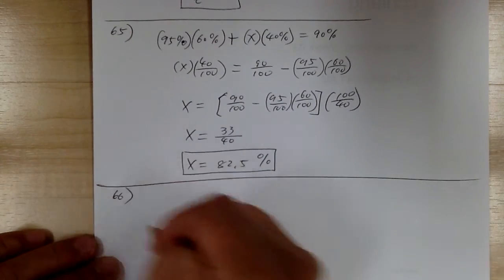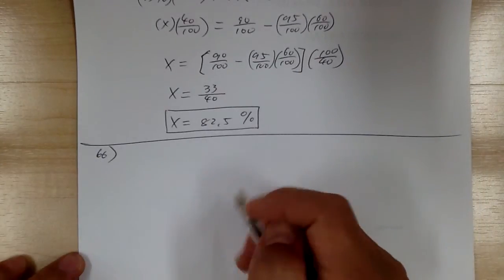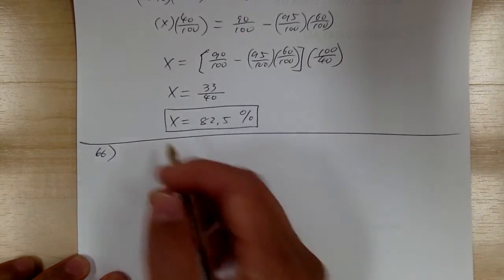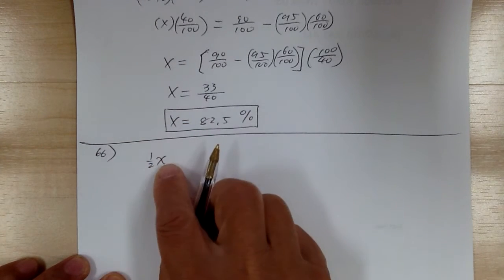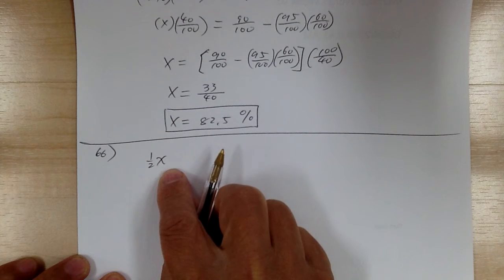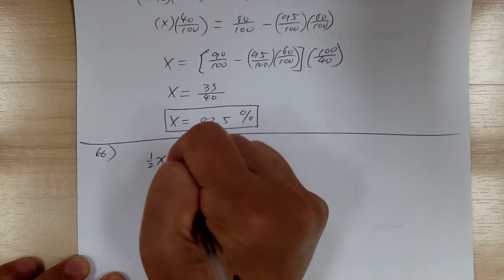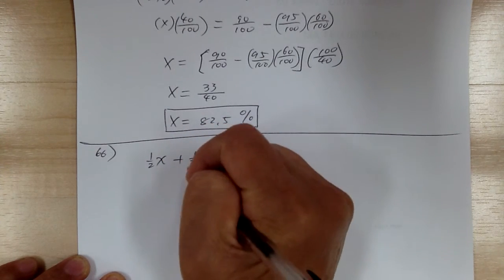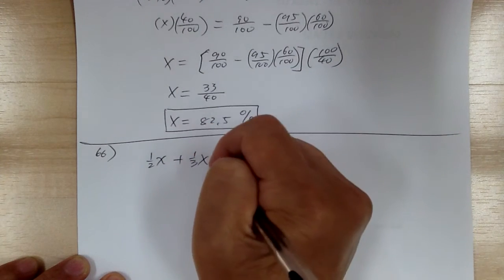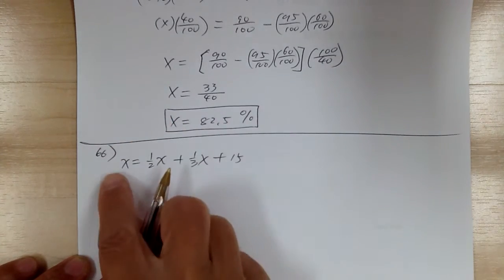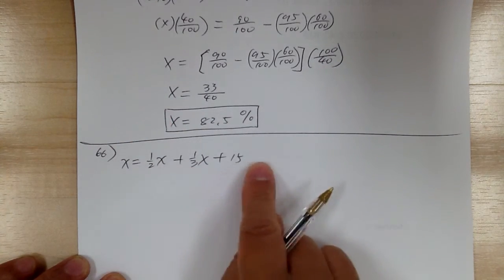Let's go to number 66. Okay, so Jennifer has a bag of gummy bears. So she gave 1/2 of the bag, so that's 1/2 x. So x is the total number, so 1/2 to Jessica, and 1/3 to Jenna, and 15 to Julie. So the original x, the total number, is equal to this much.